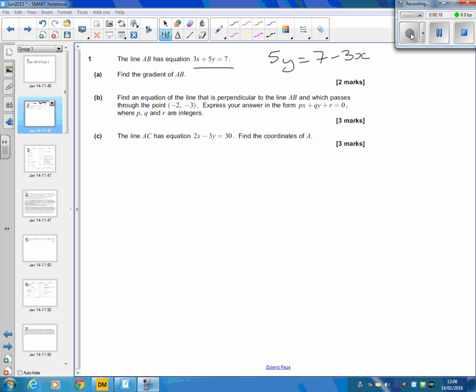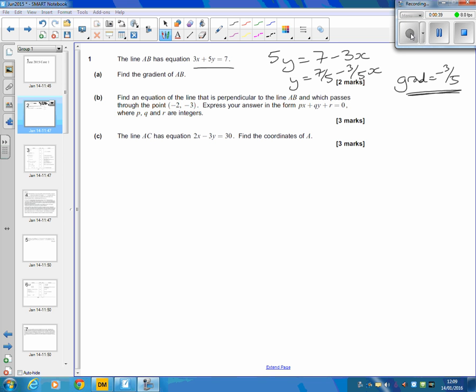So first of all, just taking the 3x's from both sides and now dividing everything by 5. So we've got a gradient here of minus 3/5. Not minus 3/5 x, just minus 3/5. 2 marks there, very successful there.